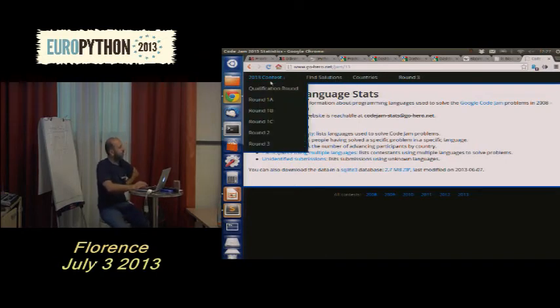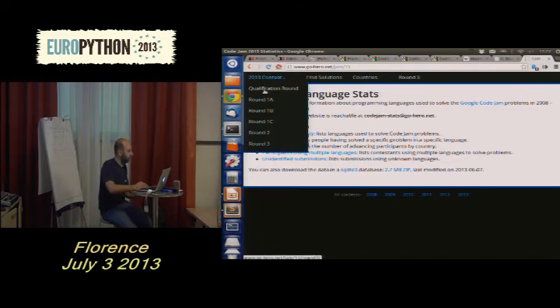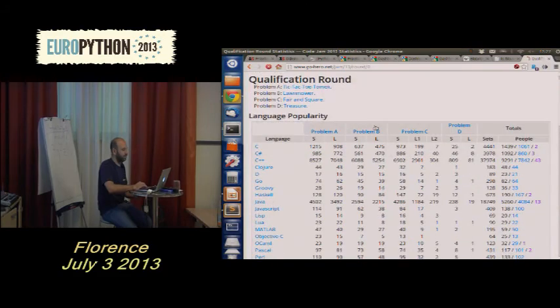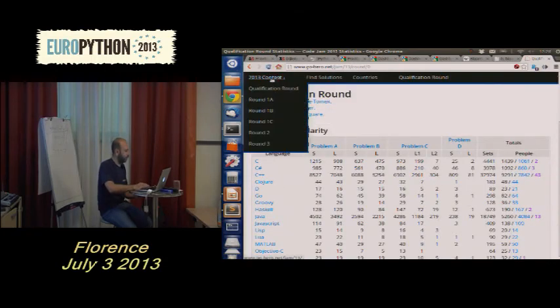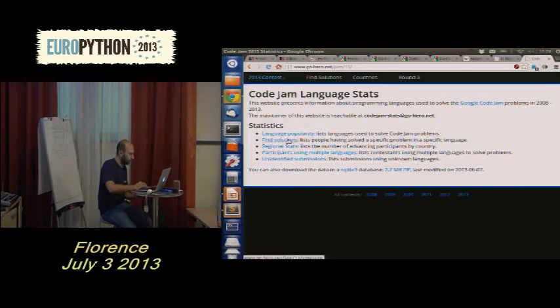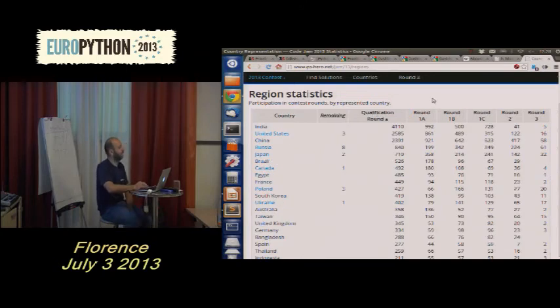Now, this is a website done by one of the competitors, so an amateur, who downloaded all the solutions from the site, then analyzed them and decided what was the language, and then did some data mining on that, so that you can see how many people solved problem A using which language, or you can ask for regional stats. That is, for example, we can see how many participants were in the, yes?